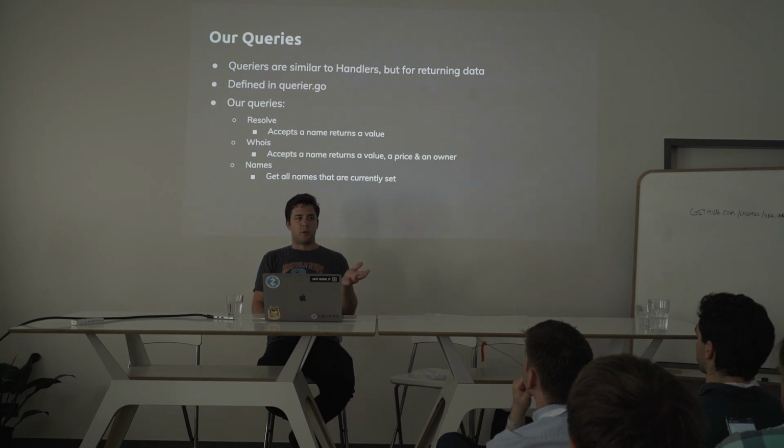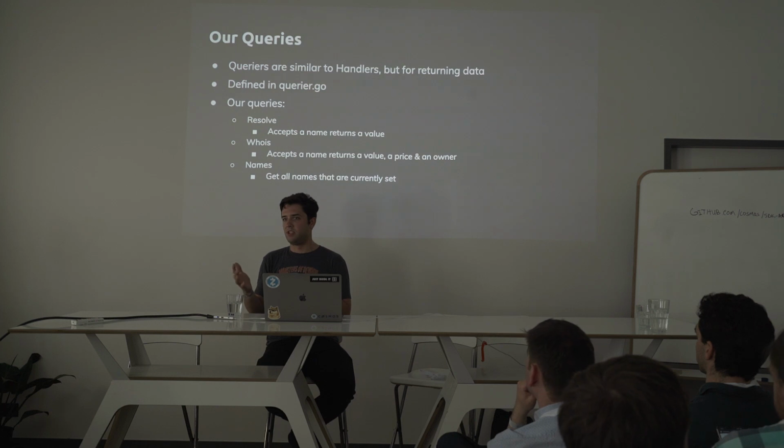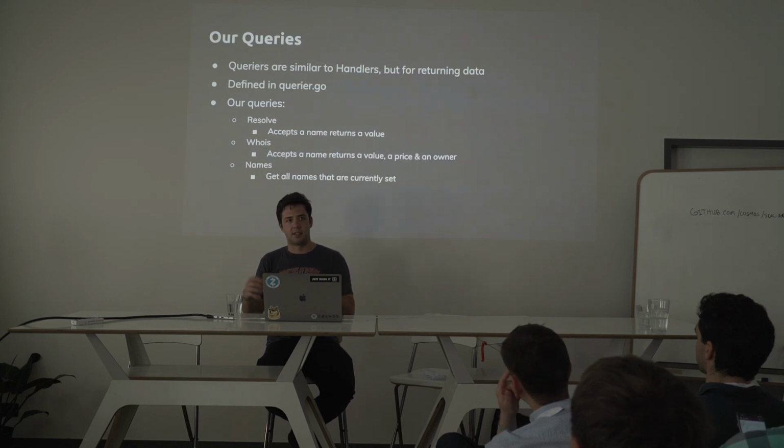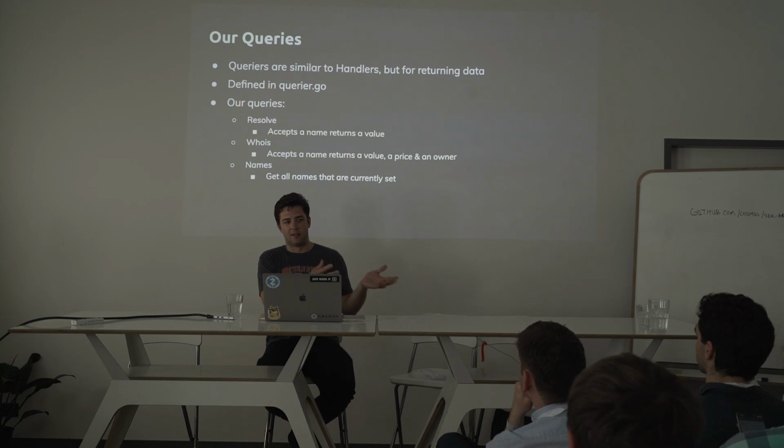So this gets to the queries point. Very similar to handlers, we have a query router as well, but it's just for returning data. And in this application, we have resolve, whois, and then names, which is that search functionality. If you're familiar with any DNS systems, resolve is just the ability to get the string value of the name, whois returns you all the data that the system has on this name, and then obviously that search functionality. Any questions so far?